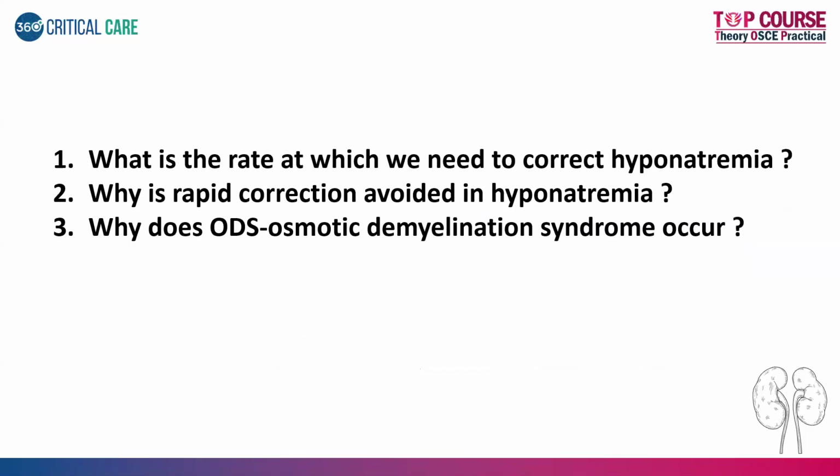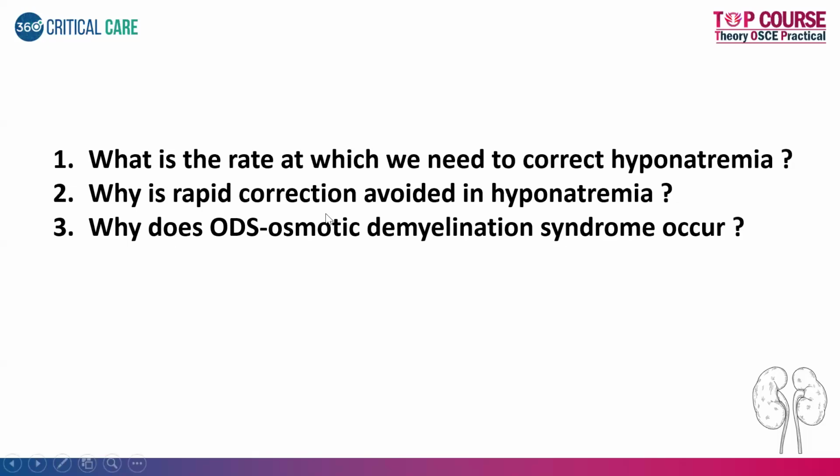Okay, one by one. Question number one. What's the rate? The rate is 6 to 10 milliequivalents in 24 hours. Great, very good. Rapid correction is avoided to avoid this osmotic demyelination syndrome. Sorry, that was quite inaudible. Can you repeat the second answer, please? To avoid, sir, this osmotic demyelination syndrome.